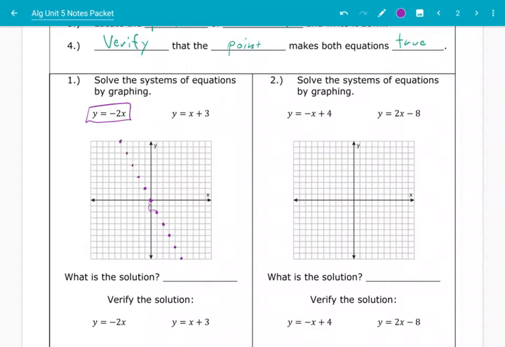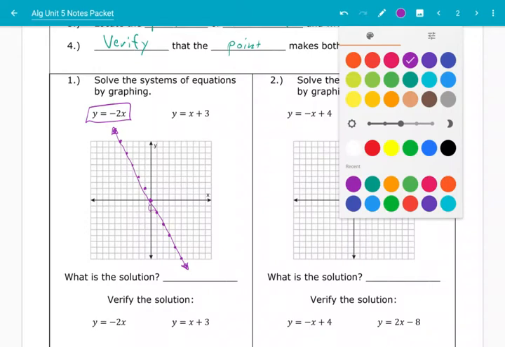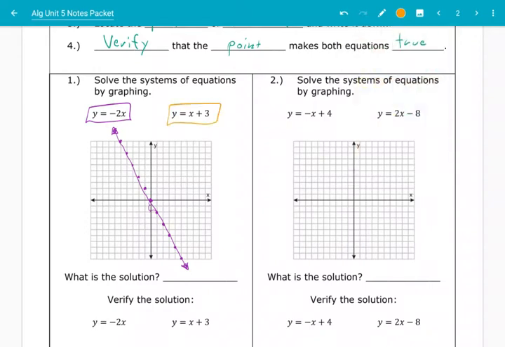There we go. Okay, so there's my purple line, y equals minus 2x. And then I'm going to put this one in orange. Let's see. Y equals x plus 3. So this is my b value. So I'm going to go to 3: 1, 2, 3. And the slope is 1. So I'm just going to go up 1 and over 1.